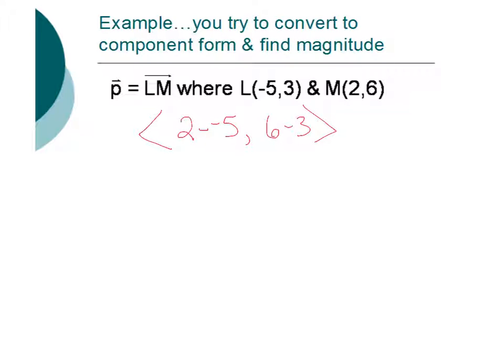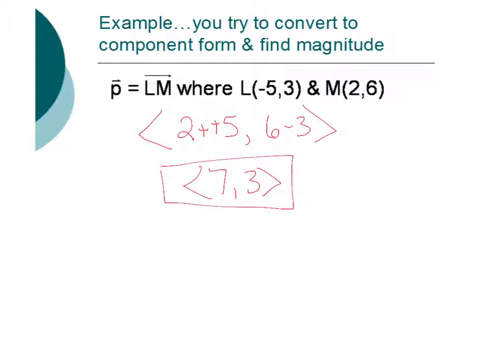The order that you do that subtraction is very, very important. You have to do the end point minus the initial point. Otherwise, you're going to end up in a different quadrant. This component form of a vector is 7, 3. That's where this would end up if I had moved it.